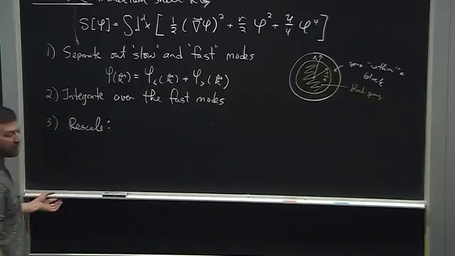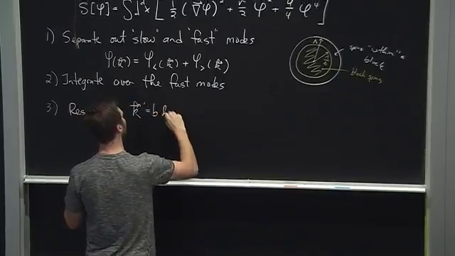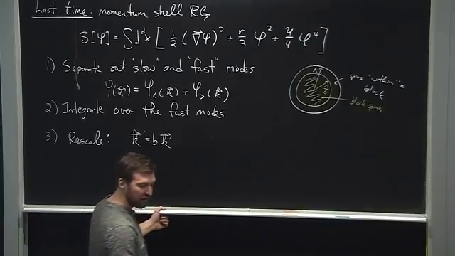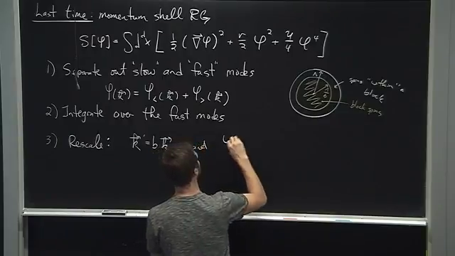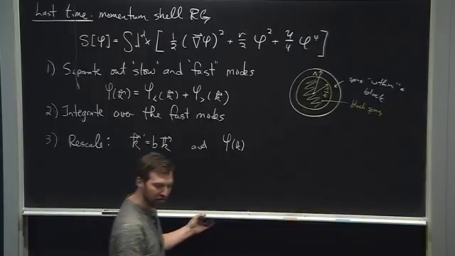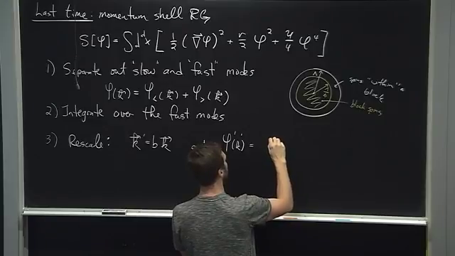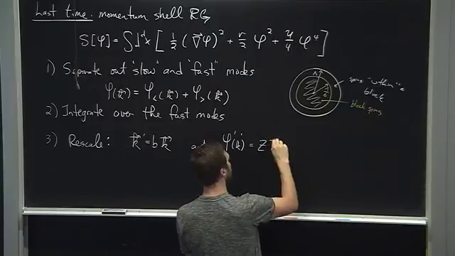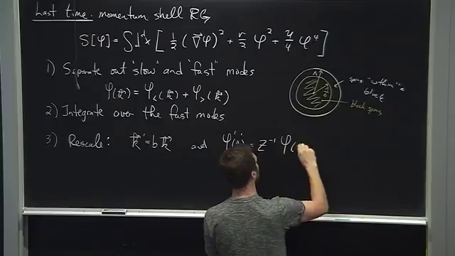So we have to rescale momenta because we're in momentum space. So k prime. And we have to rescale the slow modes, which involves knowing the relationship between the fields before and after the RG step. So I'm just calling that, for now, z. This should be b to some scaling dimension, right? We'll derive that today.